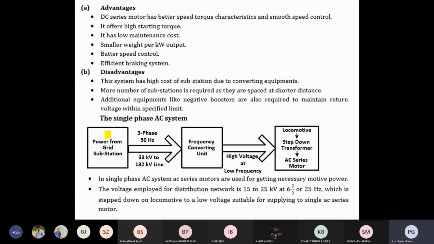What are the advantages of the DC system? The advantages you can say are that the DC series motor has better speed torque characteristics and smooth speed control. That's the basic advantage. It offers high starting torque, low maintenance cost, smaller weight per kilowatt output, better speed control, and an efficient braking system. These are the advantages.